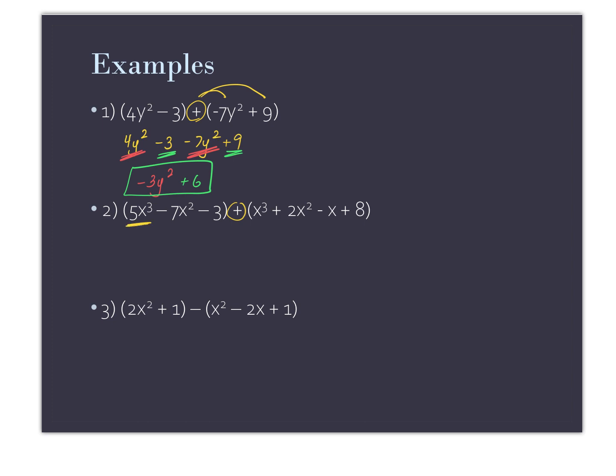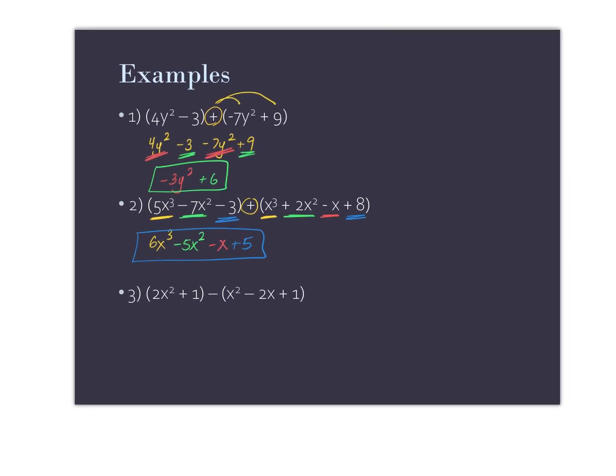So I see my highest exponent is 3. So 5x cubed, and I find another x cubed, and that's going to be 6x cubed. Then I go to minus 7x squared, and I find its like term, which is 2x squared, and that's going to be minus 5x squared. Then I go to my minus x here, which doesn't have any other like terms, so it's just minus x. And then the last one is minus 3 and a +8, which is +5. And so that would be my final answer. Again, keeping my variables the same. x to the third is still going to be x to the third. I only change the coefficients.